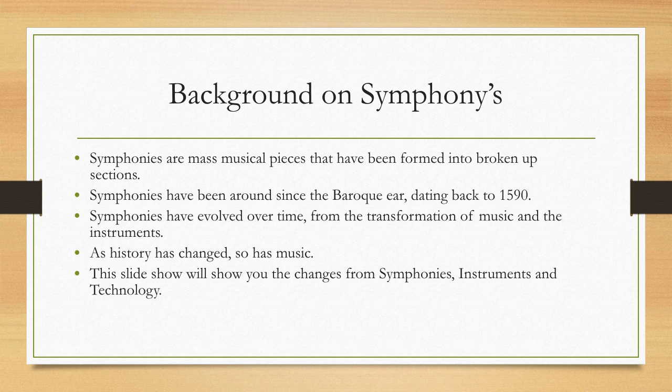Background on symphonies. Symphonies are mass musical productions that were made by conductors who created music to combine an expression of what they feel or certain types of ways that would be normal to culture. We see them dating back to 1590 in the Baroque era. Symphonies have evolved over time in history, just as most things have, but definitely through technology.